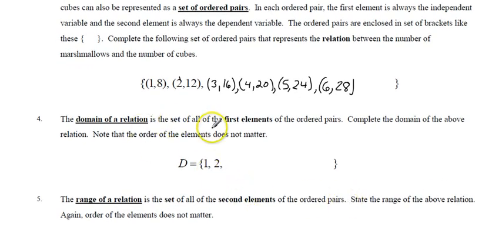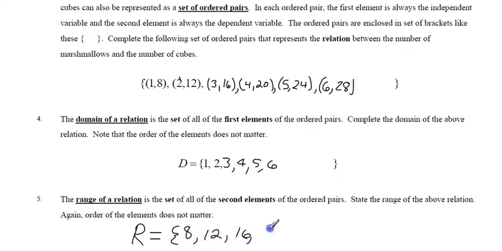Domain is a set also, but of the first elements of the ordered pairs: 1, 2, 3, 4, 5, 6. Now, it doesn't matter what order they're in, but if we can, putting them in numerical order makes our job a little bit easier. It makes it easier to see all the elements and how many we have. The range is the set of all second elements. So that's how many marshmallows we have: 8, 12, 16, 20, 24, 28.